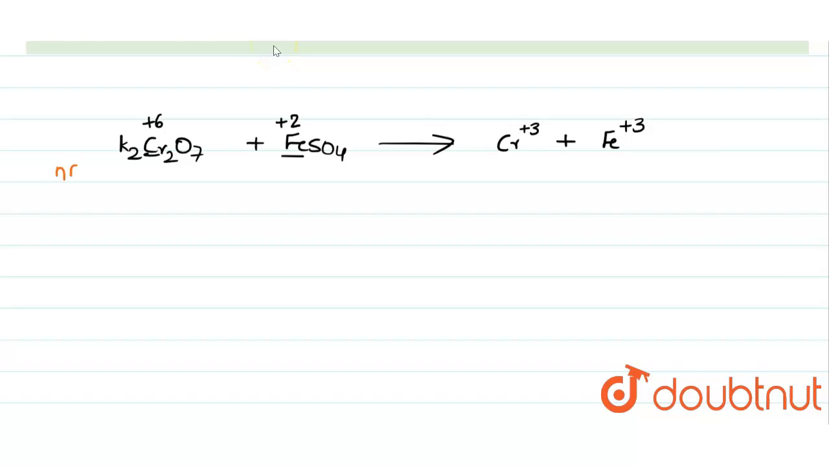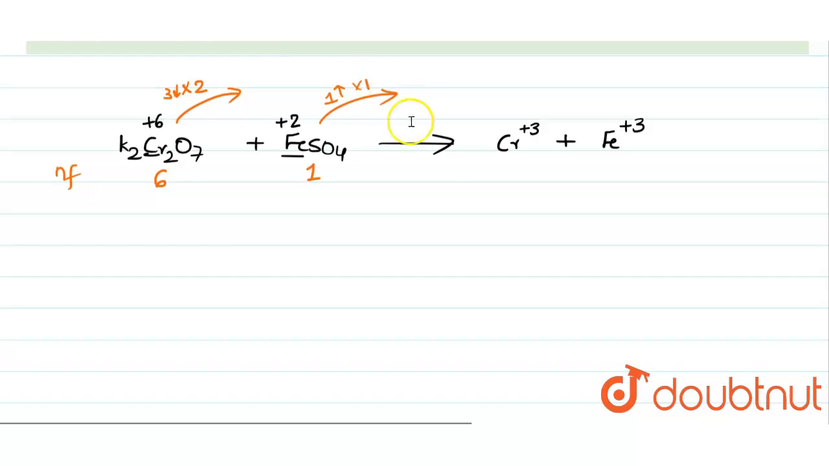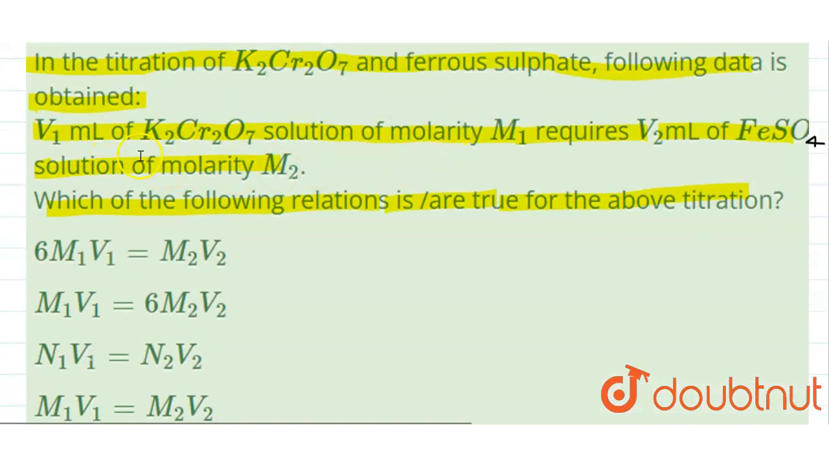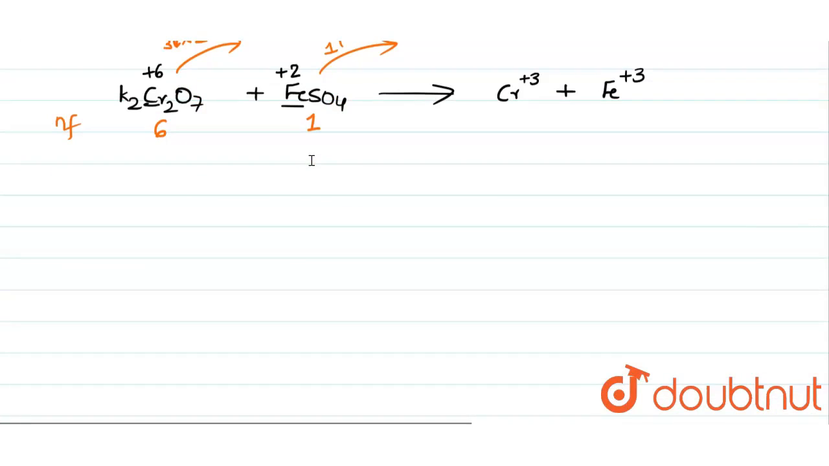So finding the n factor, first thing we can see chromium is going from +6 to +3. So that is a decrease of 3 into the number of chromium atoms, that is 2. So n factor over here is 6. Over here Fe is going from +2 to +3. So it is an increase of 1 into the number of Fe atoms, that is 1. So n factor over here is 1. Now we have been given M1 molarity and V1 ml.